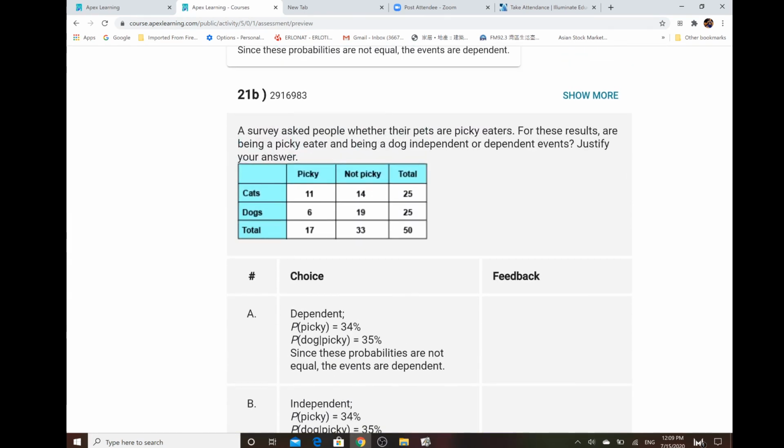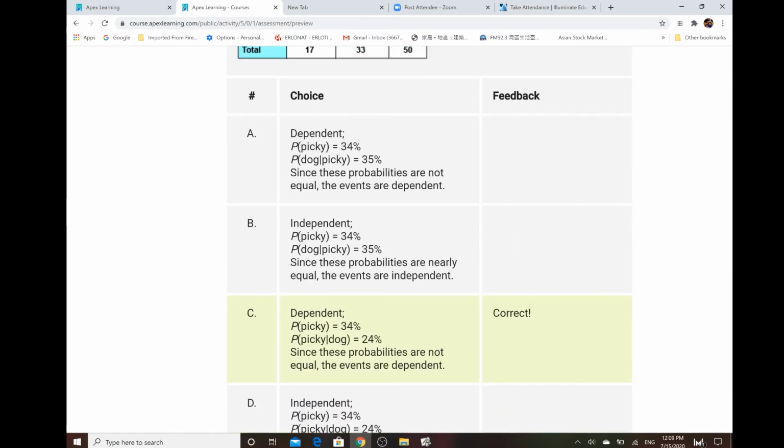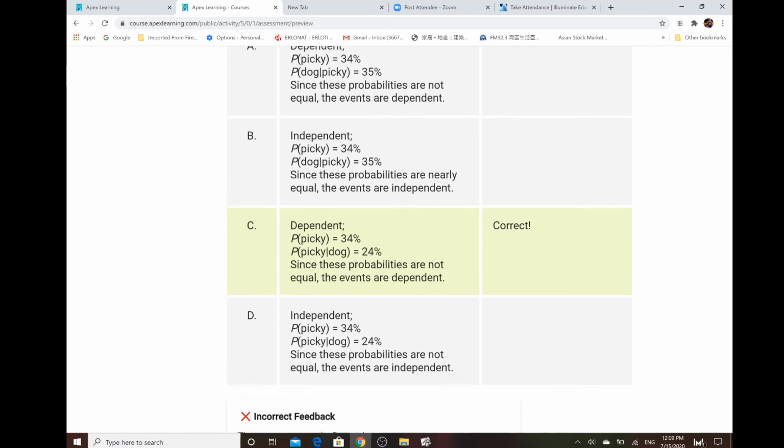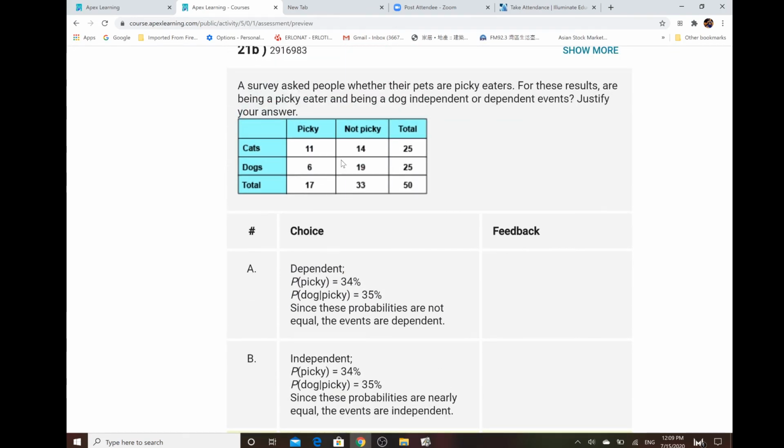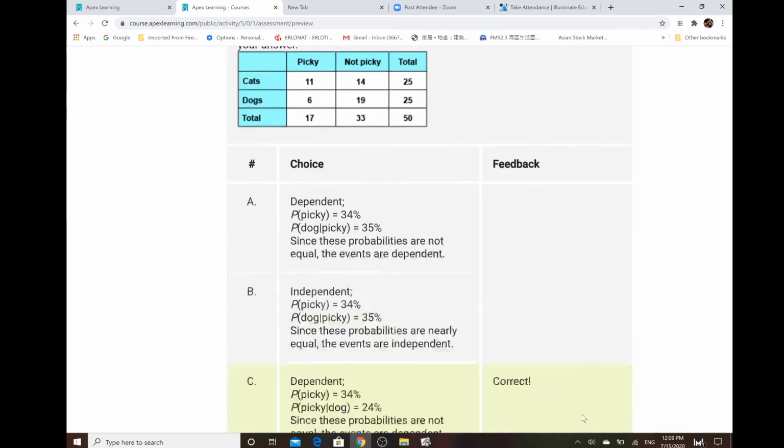Wait, it's actually 6 over... The probability of picky over dog. No, 6 over 25. 6 over 25. So that's what? 24%.